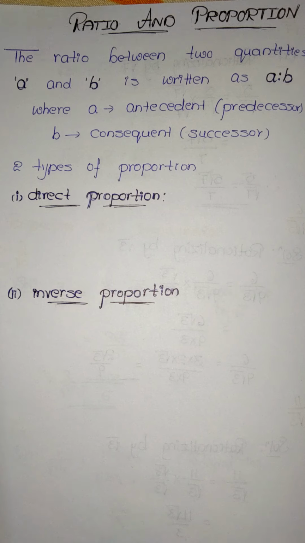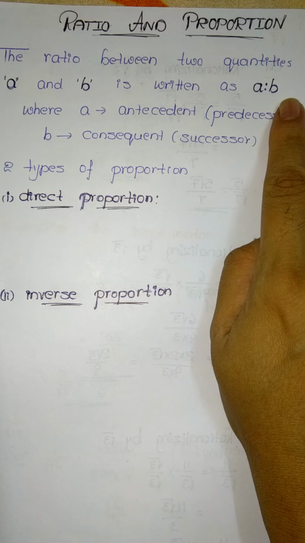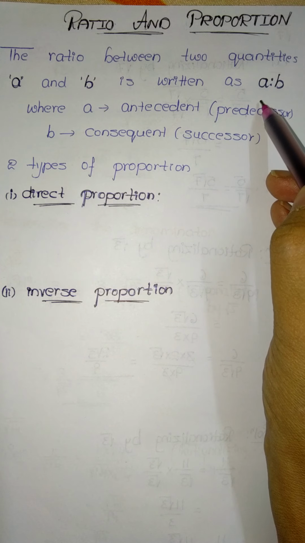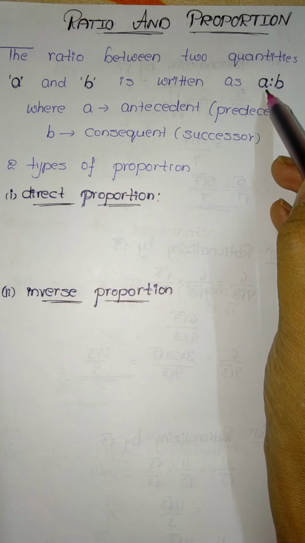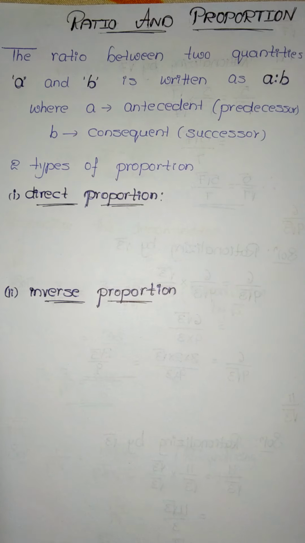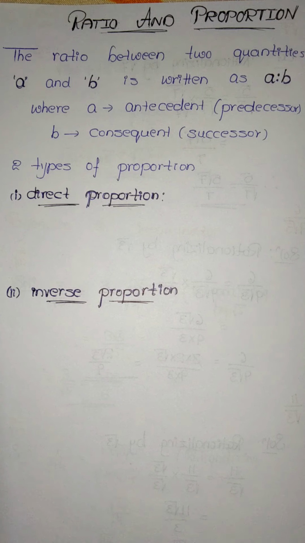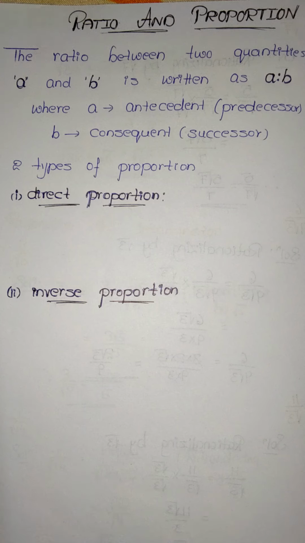So chapter ratio and proportion, we already learned about the ratio and proportion in your previous standard. So here ratio is between two quantities. If we consider them as A and B, then it is written as A : B. इसको हम लोग रेशियो बोलते हैं. So for a ratio, if we are taking any two quantities, then we write this as A : B. Here A is the antecedent and B is the consequent. A को हम लोग antecedent और predecessor बोल सकते हैं and B is consequent or successor.